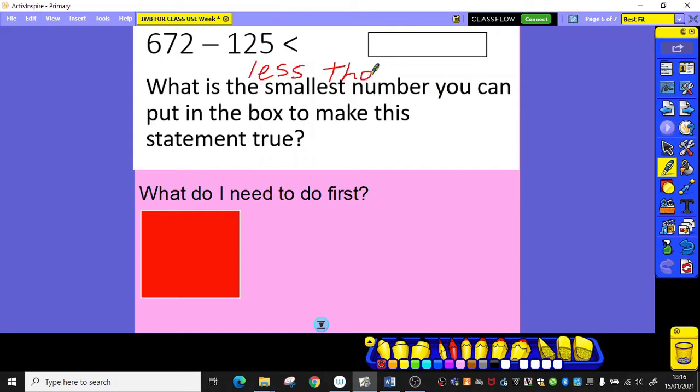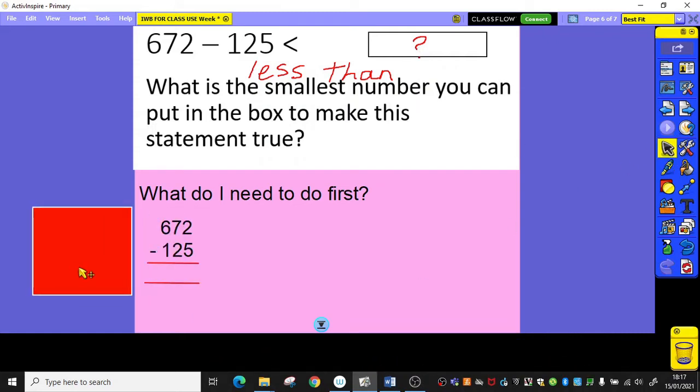So it's really important that we know that this symbol here means less than. You'll remember from in class that this is like a mouth. It always eats the larger number. This always points to the smaller number. So my question is, to find out what number is going to go in this box, what do I need to do first of all? Those of you who have figured it out in your heads, well done. First of all, I need to work out what this side actually is.